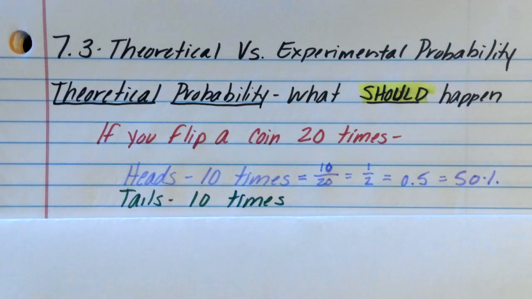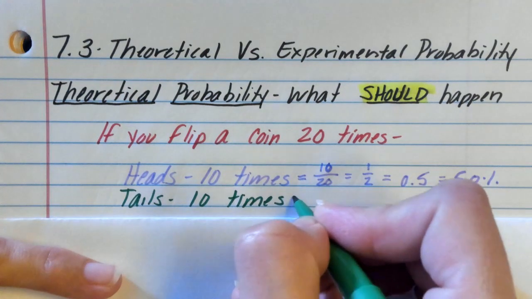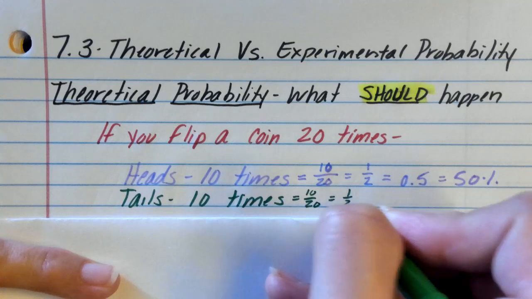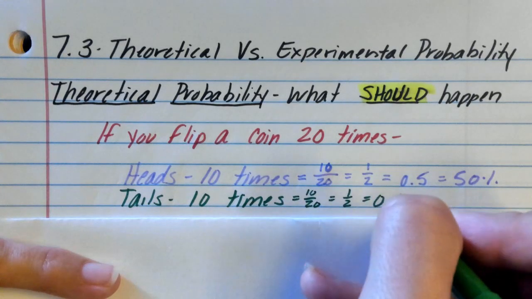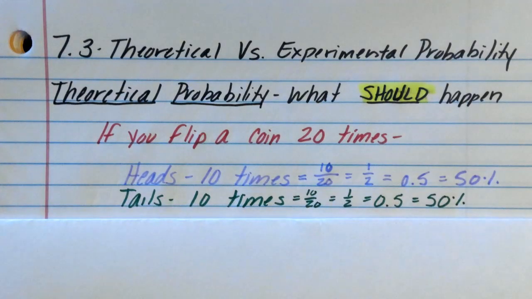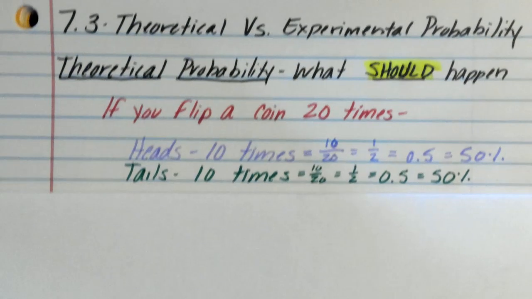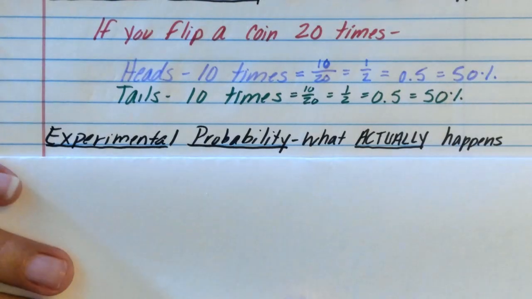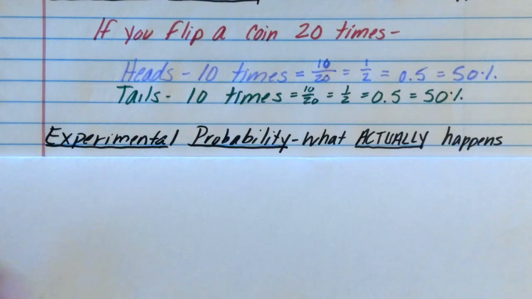Then the exact same thing will happen for tails here. If we have 10, it would be 10 out of 20, giving us our 1/2, still 0.5 or 50%. That is in theory. You're not actually doing the experiment, just going on the information. What should happen? Your experimental probability is now where you go and you do the experiment. So your experimental probability is what actually happens.